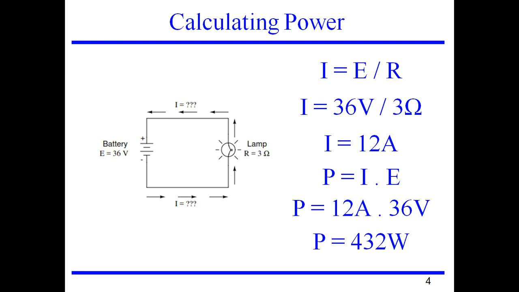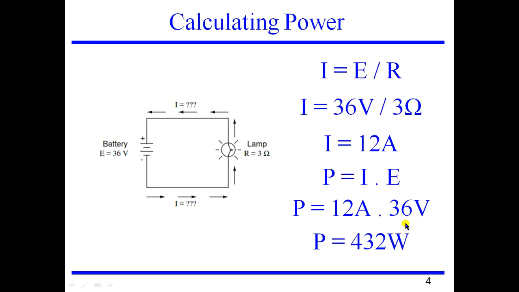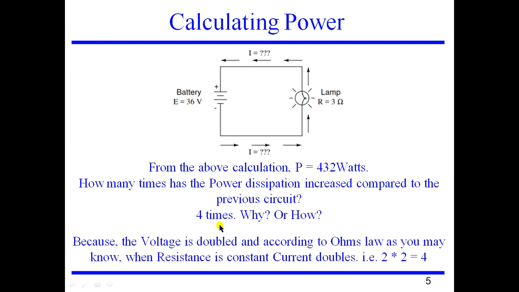And how many times has it increased? That is the next factor. How many times is 432 watts greater than 108 watts? This is the 108 watts that we got earlier. 108 watts. How many times is 432 watts greater than that? You know it is 4 times.